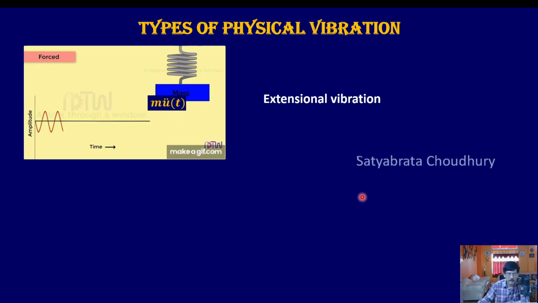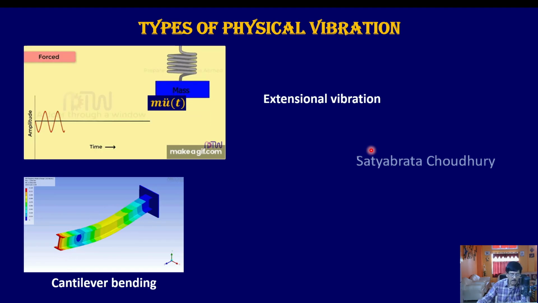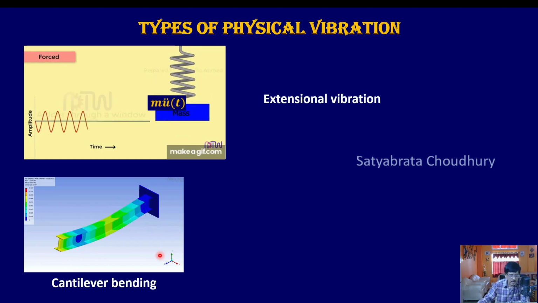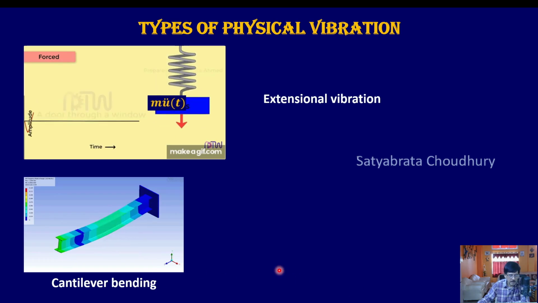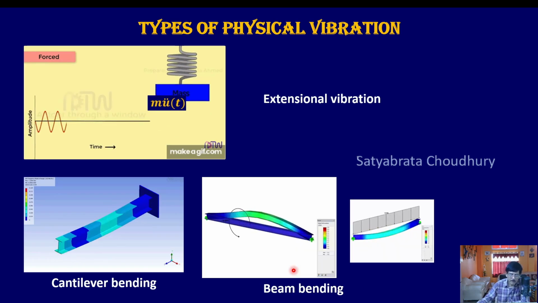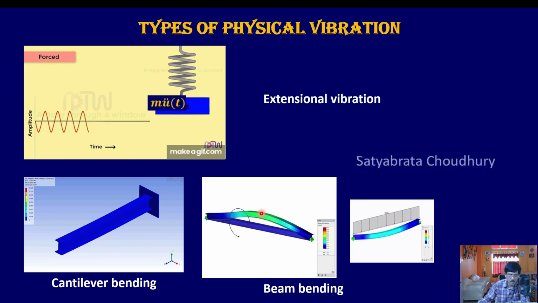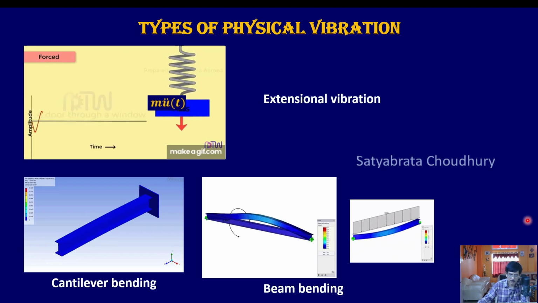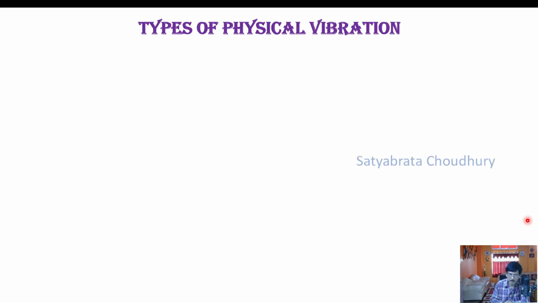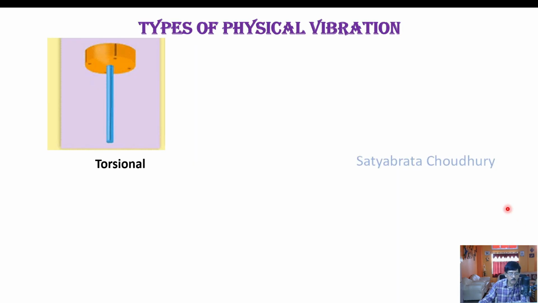Now physically let us see the vibration types. It is called extensional, a spring-like thing where it is extending and contracting. So this kind of vibration is called extensional vibration. We have taken a cantilever bending here, a cantilever which is fixed at one end, and the beam is vibrating under self weight, as shown here. Then you can have beams like this which are vibrating due to a bending moment applied at the center. So this kind of vibration is possible, beam bending vibration. And torsional vibration, when it is rotating like this, is torsional vibration.